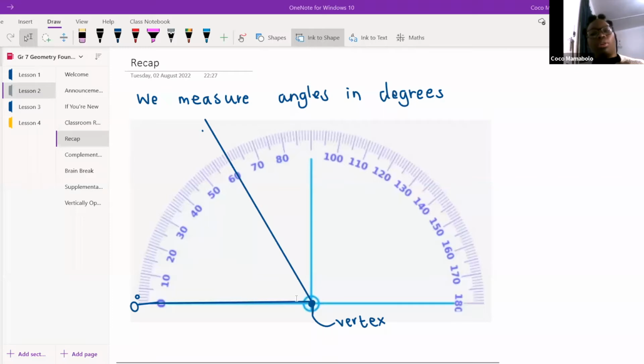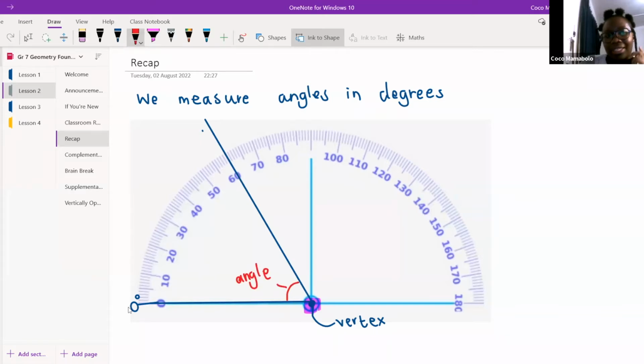Now that I've drawn these 2 lines that come from the same vertex, you will notice that they both come from this point over here. I started them over there. And this first line that I drew, I started it at 0 degrees. What I measure as an angle is from this first line to that line over there. And this part over here, we call an angle.